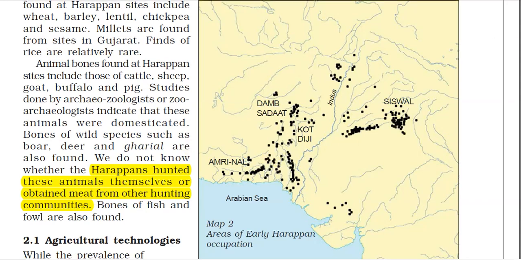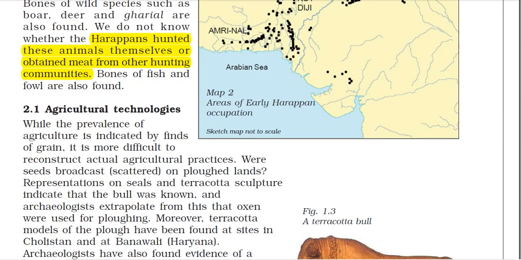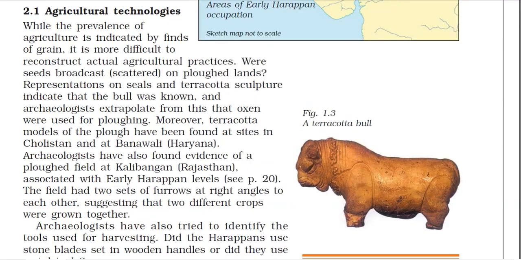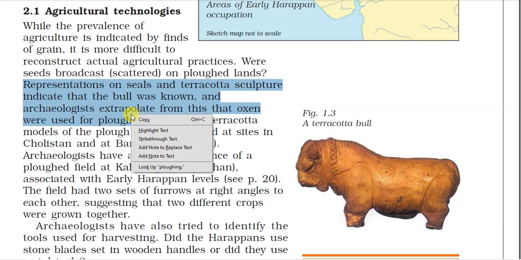Now, next part of the chapter, agricultural technologies. Very important again for a 3 marker. You have to remember it. Now, the picture on the right hand side shows a terracotta bull. Bull signifies agriculture. Bull is used in agriculture, all of you know this. So for this you have to mark three important points. Number one, the representations on seals and terracotta sculpture indicate that the bull was known, and archaeologists extrapolate from this that oxen were used in plowing.